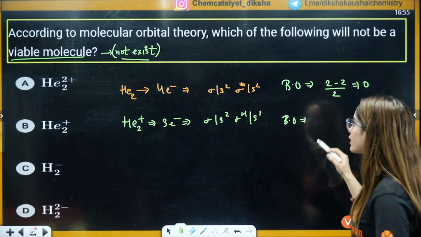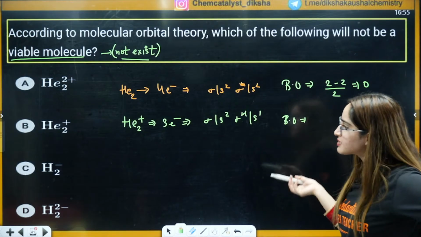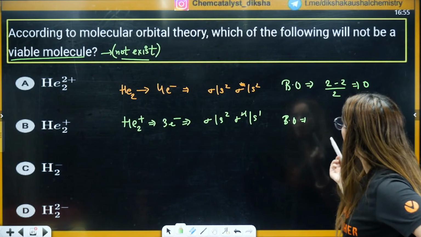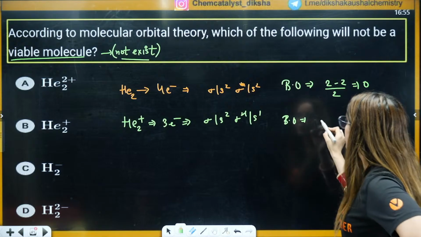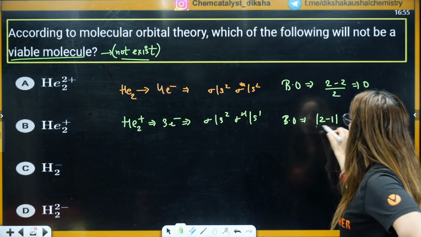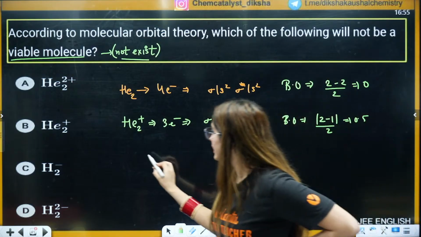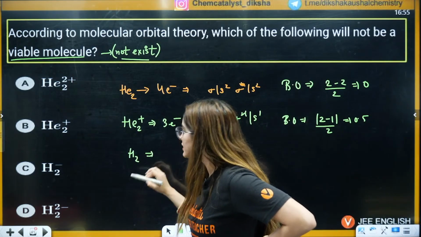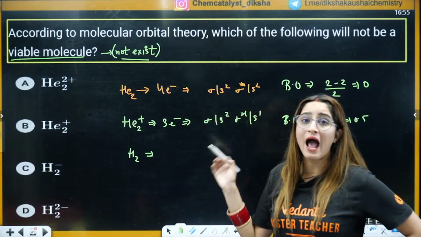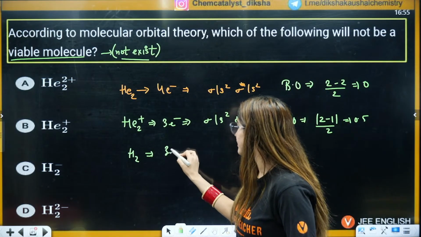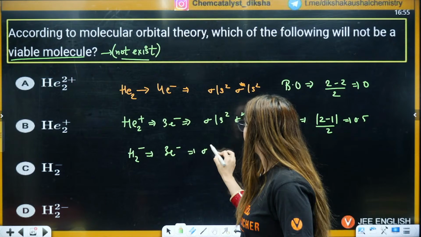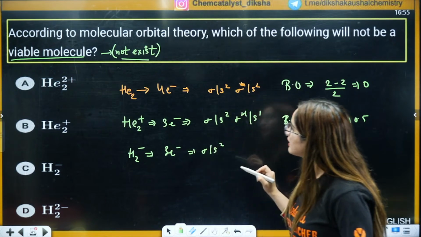We got our answer, but still I'm going to solve it for the others as well. Bond order is going to be 2 minus 1 divided by 2, that is 0.5. Very unstable molecule it will be. Hydrogen has 2 electrons, but when you add 1 electron, that will be 3 electrons. So it is going to be sigma 1s2.